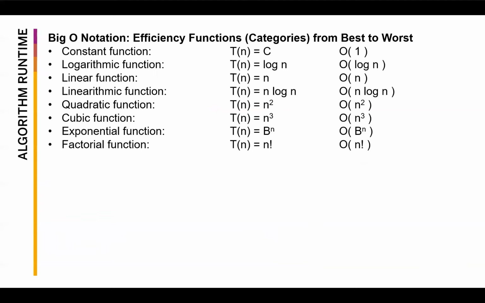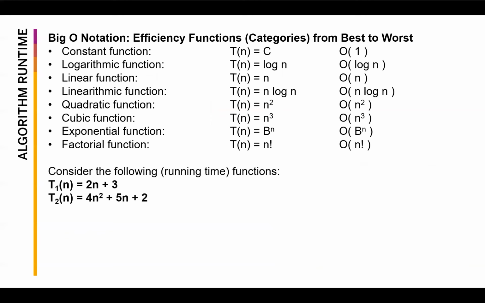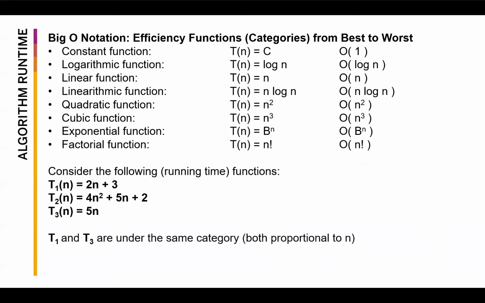Now going back to our big O notation. If we have different runtimes, let's say we have 2n plus 3, 4n squared plus 5n plus 2, and 5n. We can say that runtime 1 and runtime 3 fall under the same category, even though they have different coefficients. We have 2, we have 5, but they are still both O of n.